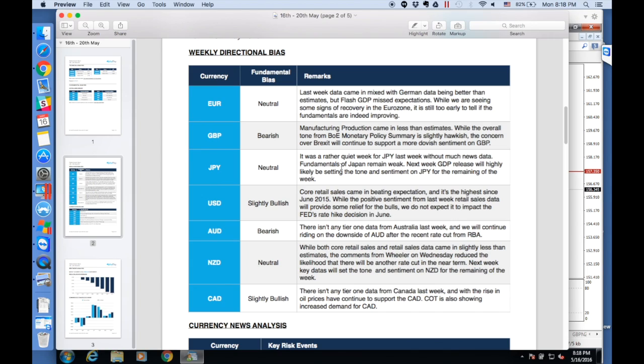So it's mixed. The other thing is overall, we are seeing some signs of recovery in the Eurozone. Why I can say this is because I've been monitoring it for some time. So if you just started off right now, you might not come up with all this statement. But that's the reason why you need to be consistently on the ball with the market.